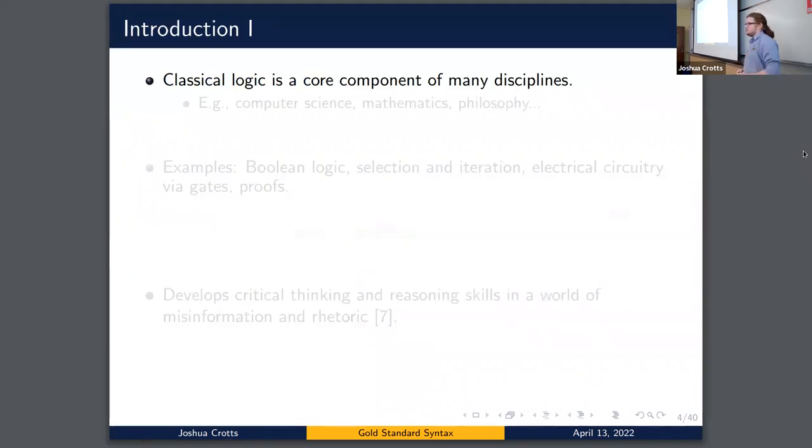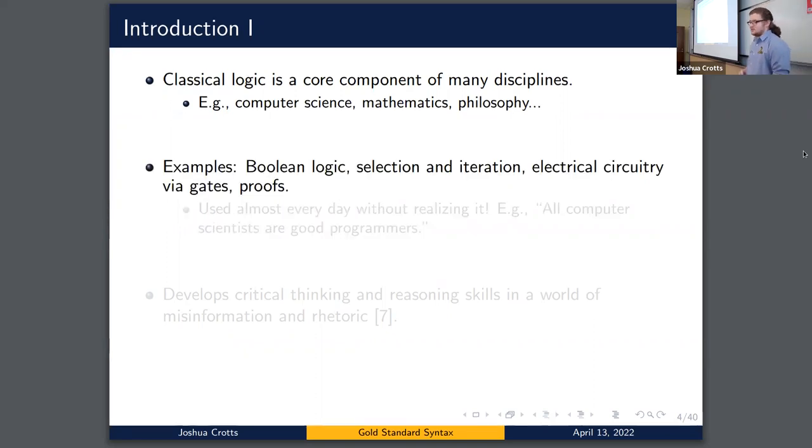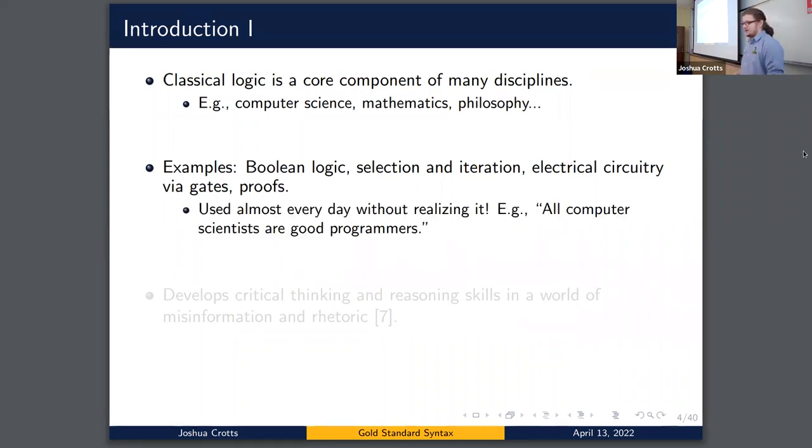So classical logic, that is zeroth order and first order predicate logic, is essential to many disciplines. In particular, you see it all the time in computer science, math, and philosophy, just to name a few. So where do we see it? Well, we see it through Boolean logic. We see it in selection and iteration statements, so loops and conditionals. We also see it with electrical circuitry, with logic gates, so NAND gates, NOR gates, things like that. And it's also the basis for mathematical and philosophical proofs. And the thing is, you use it almost every day without even realizing it.